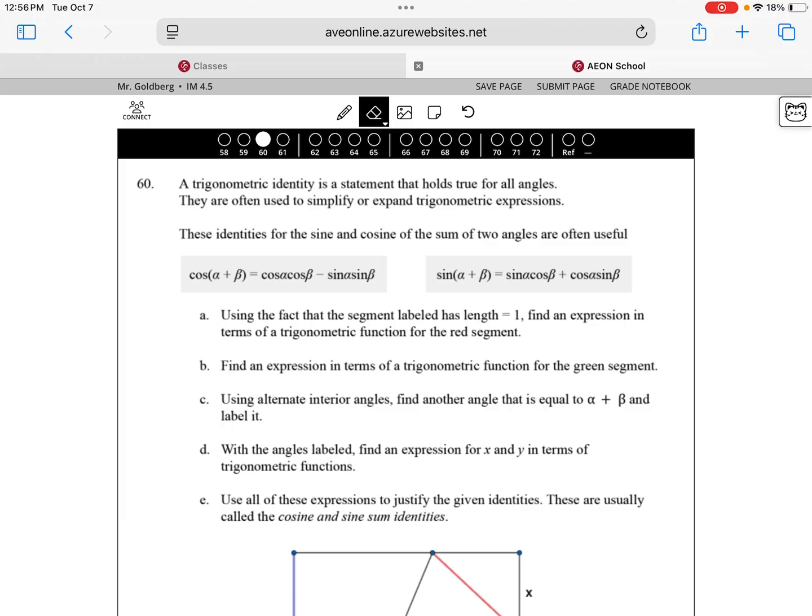So the first thing that's useful to think about is just what is an identity. If you know what it is, great. If you don't, maybe do a little research on that. What's the difference between an identity and an equation?